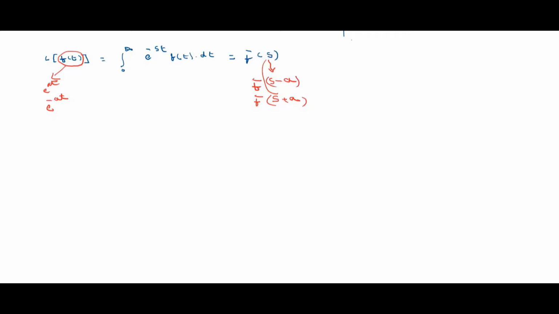So any function, if it is multiplied with e raised to at, then you can apply the first Laplace transform formula and just replace s by s minus a, and s changes to s plus a if it is multiplied by e raised to minus at. Now write down examples.